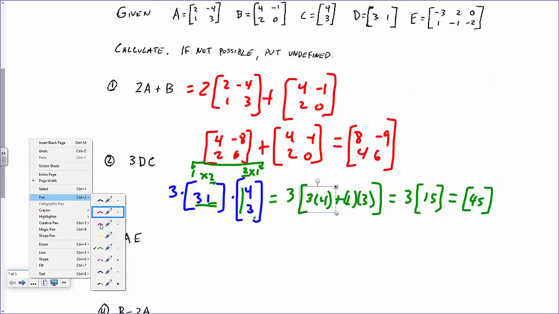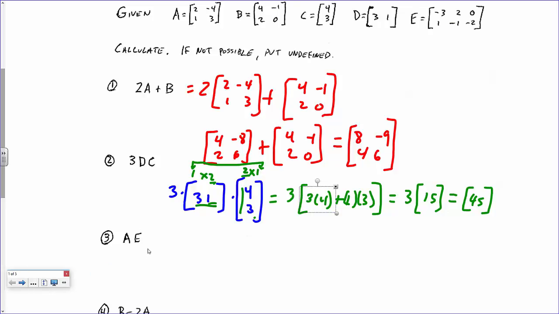All right, let's do number 3 here. We're going to multiply matrix A by E. Matrix A right here is 2, negative 4, 1, and 3. We're going to multiply this by matrix E, which is this 2 by 3 right here, kind of longer.